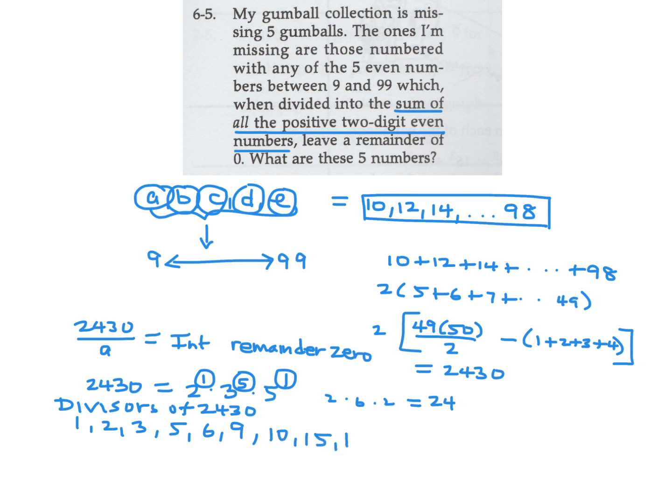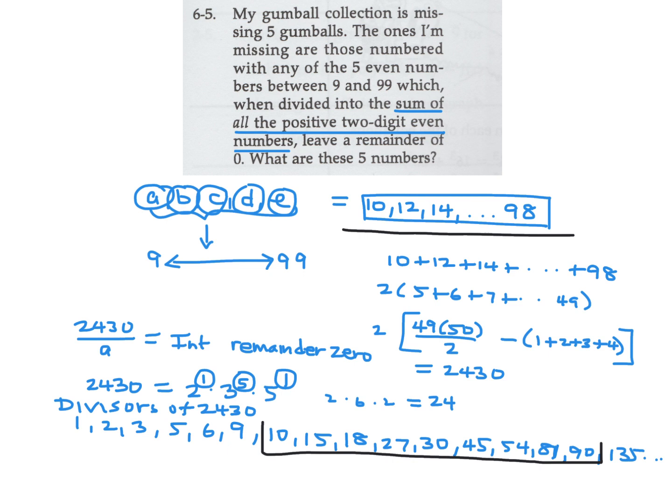10, 15, 18, 27, 30, 45, 54, 81, 90, 135, and so on. But after 135, or even before 135, you don't have to worry because we're only interested in numbers that are in this range. Okay, and then of course the other criteria is that it has to be even. So let's circle the even ones. That's even, that's even, that's even, that one, and that one. And therefore those 5 that I circled are the 5 numbers: 10, 18, 30, 54, and 90.